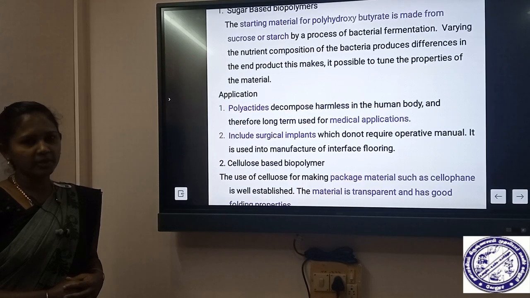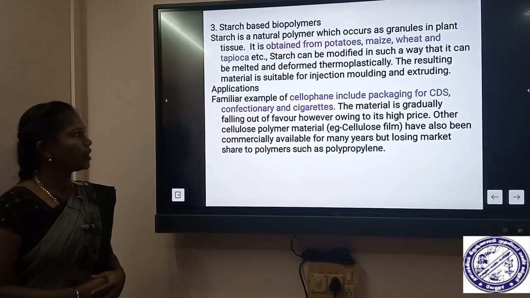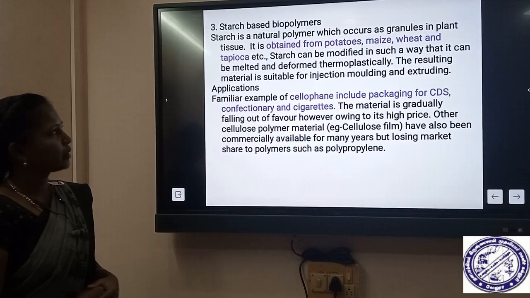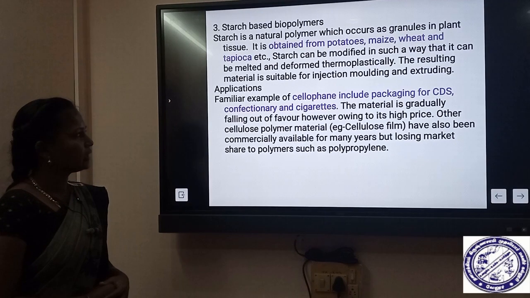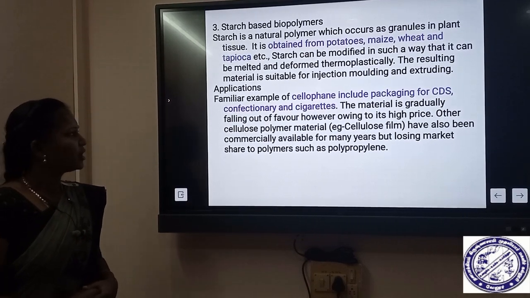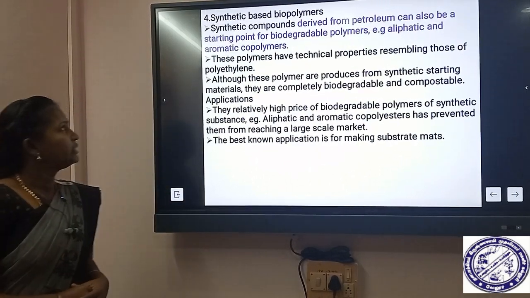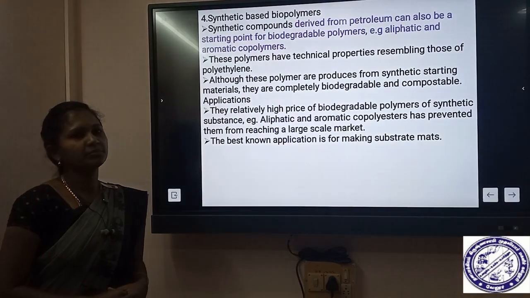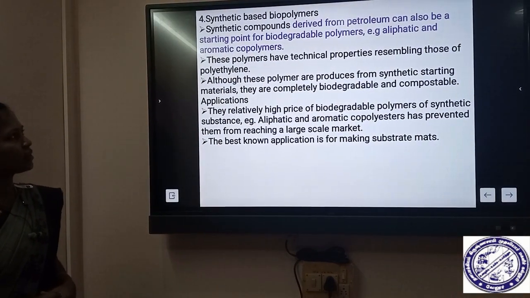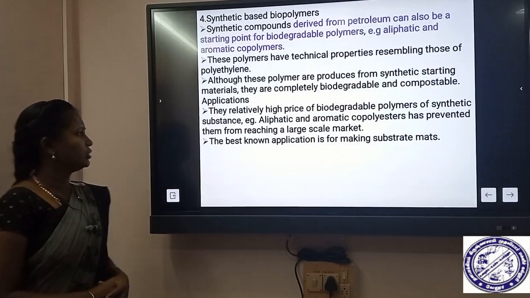They are also used in packaging materials such as cellophane. An example is cellulose-based biopolymers. The next one is starch-based biopolymers. They are obtained from potatoes, maize, wheat, etc. They are used in cellophane, including packaging for CDs, confectionery and cigarette packets. Then synthetic-based biopolymers are derived from petroleum and can also be a starting point for biodegradable polymers. Examples are aliphatic and aromatic units.